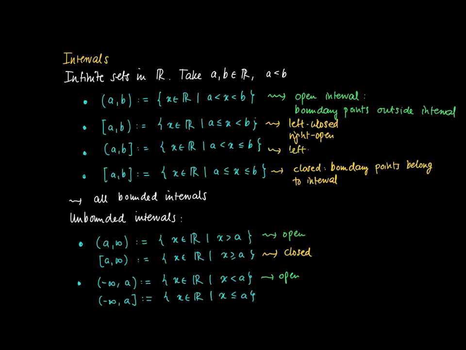So now we have different types of intervals where on one side, a belongs to the interval, and b on the right-hand side does not belong to the interval. So this one is called left closed and right open. Open from the right and closed from the left. It's neither closed nor open.